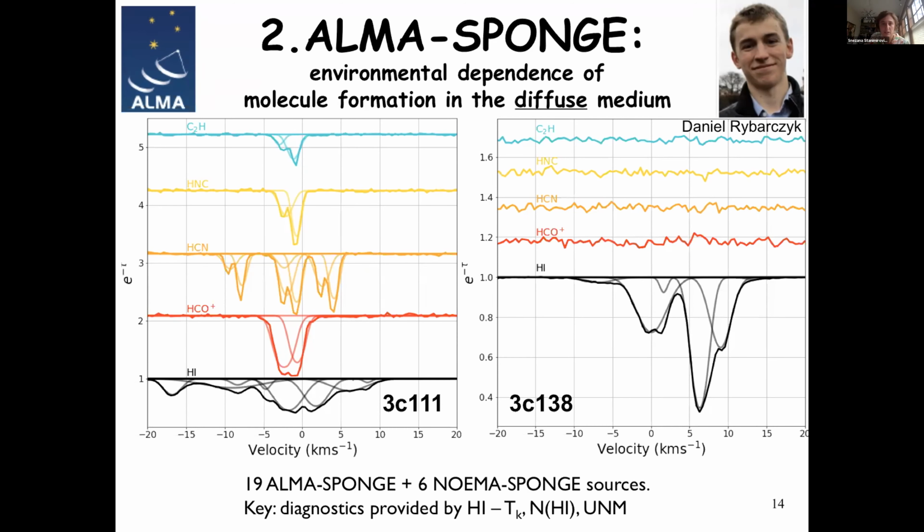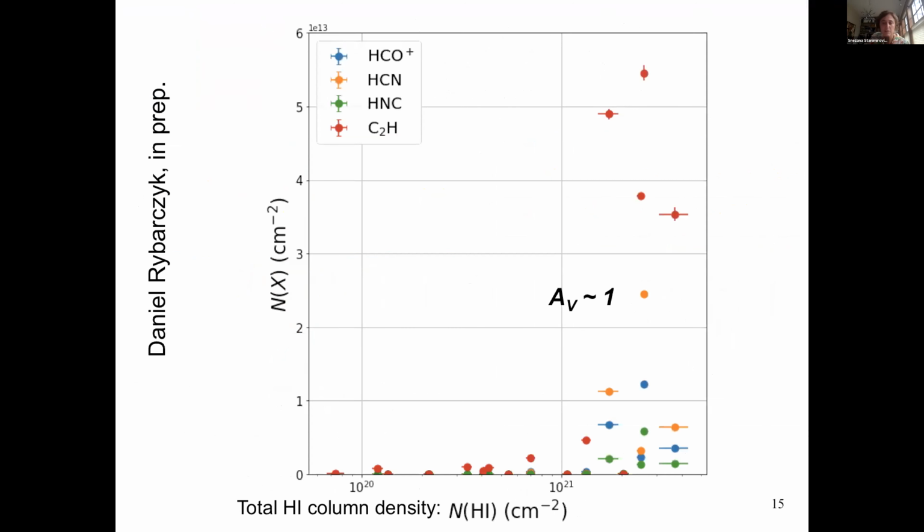And so one of the things we have done is to look at a total column density of hydrogen that we have from 21-SPONGE and plot that as a function of column density of these different molecular species. And one thing you can notice right away is that at low column densities, there are no molecules.